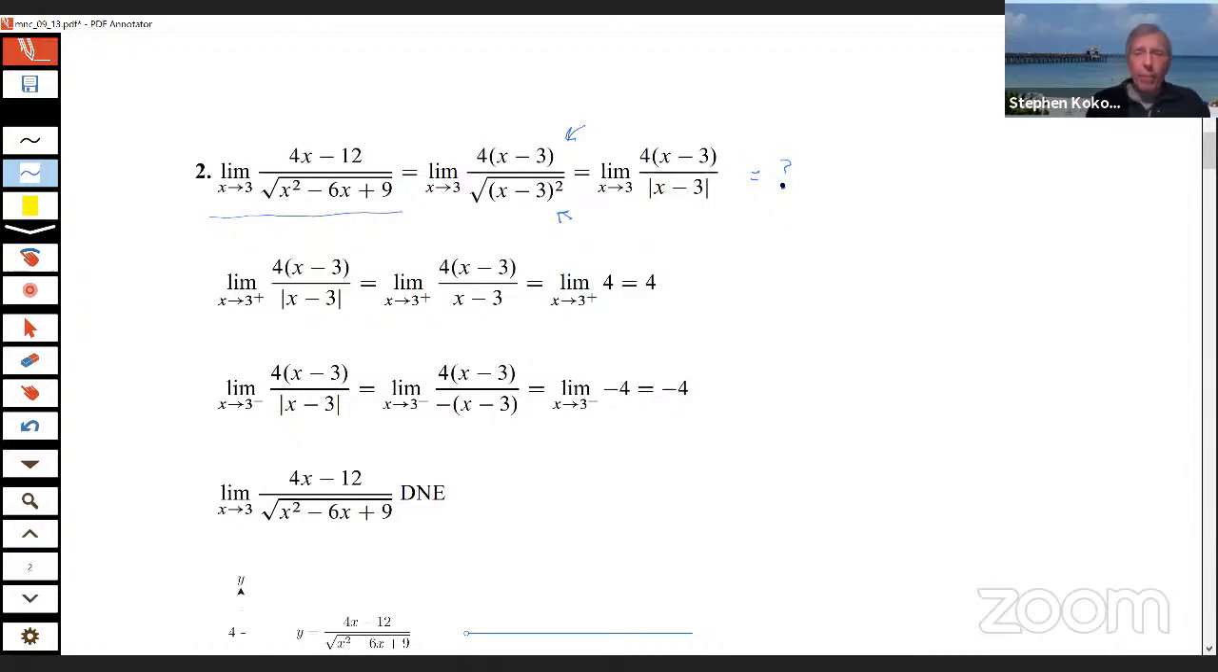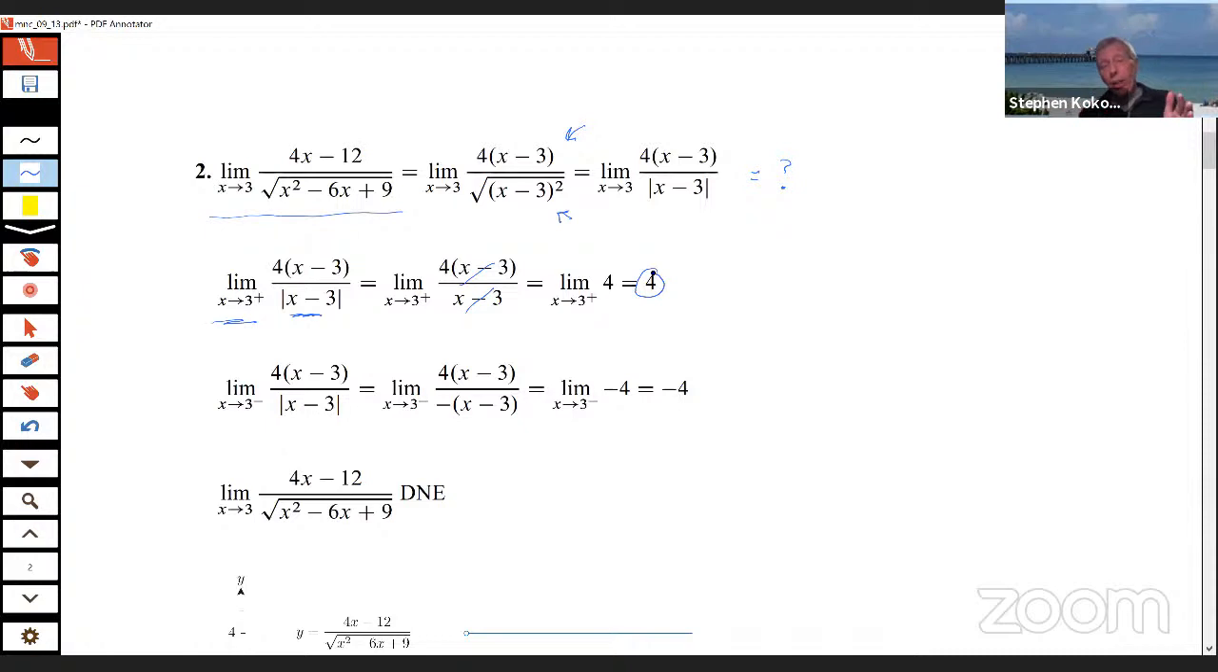So I'm going to take a look at the limit as x goes to 3 from the right, first of all. The numerator is going to remain the same. As x goes to 3 from the right, what's happening with that argument? As I approach 3 from the right, x minus 3 is small, but positive. So the absolute value of that positive argument is just that argument, x minus 3. Now I've got some nice cancellation here, and I've got the limit of a constant function, 4. And so that one-sided limit is just 4.